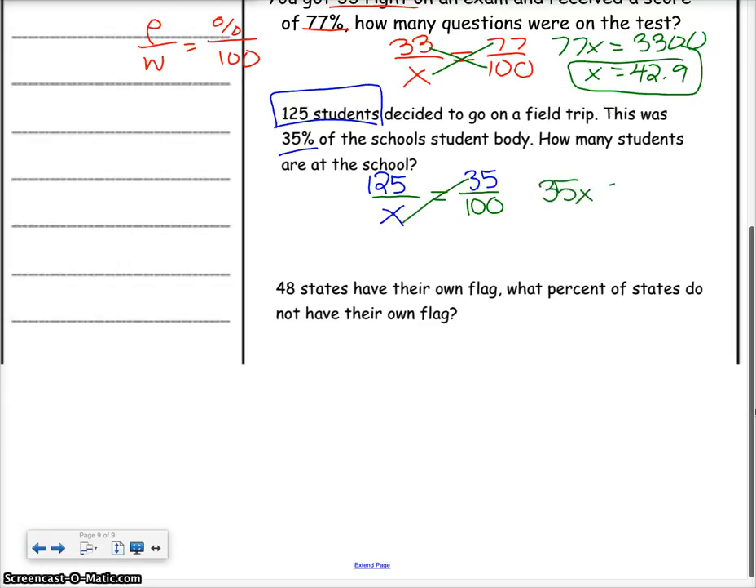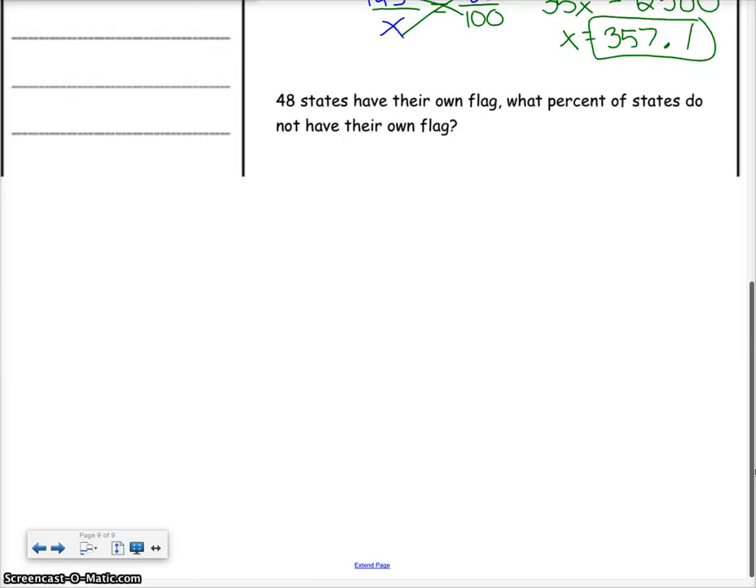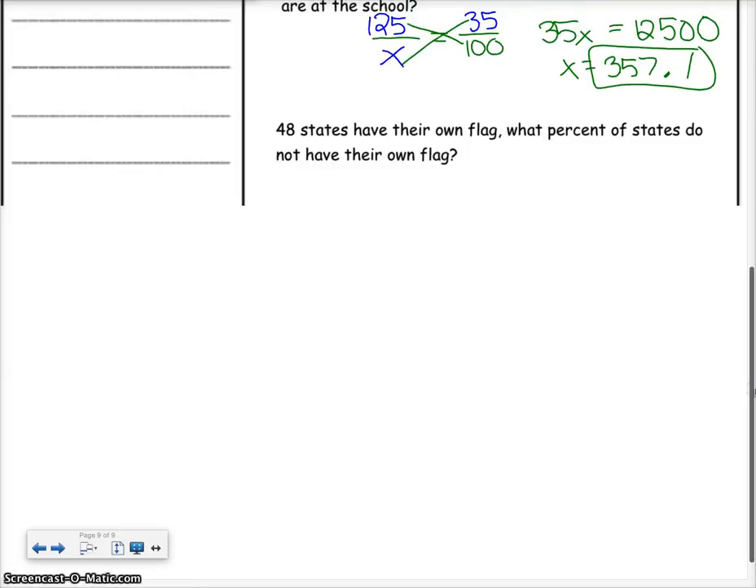35x equals 12,500. 12,500 divided by 35 is 357.1 rounded. That means there are approximately 357.1 students at that school. Huh? Wait, is it okay if we just put 357? Sure, it's a process again. I mean, these numbers don't make sense. I think this one might make sense. I don't know. So there's two ways to handle this next question.